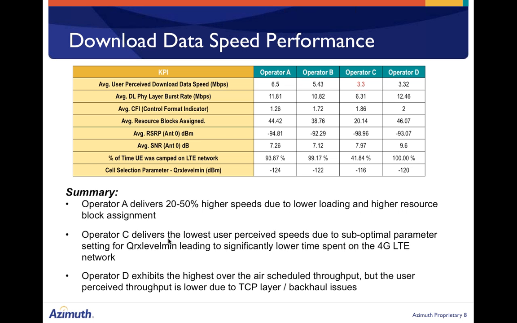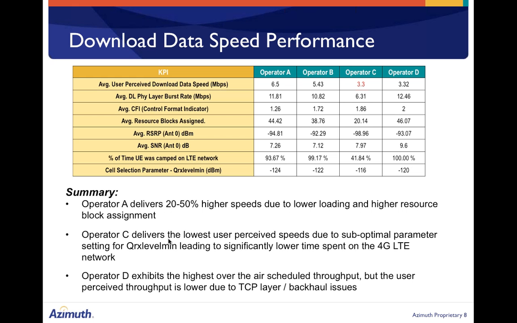So if you look at the 4 operators, A, B, C, and D, we didn't want to name them for proprietary reasons at this point in time, but really these are the 4 biggest tier 1 operators in the US. And as you can see, the 4 operators seem to have significantly different user perceived download data speeds.